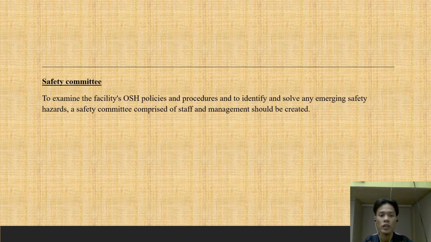For the safety committee, it is to examine the facilities, policies and procedures and to identify and solve any emerging safety hazards. A safety committee comprised of staff and management should be created.